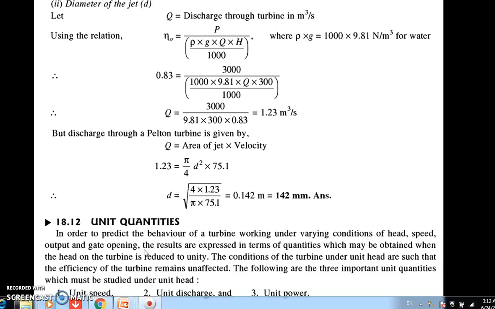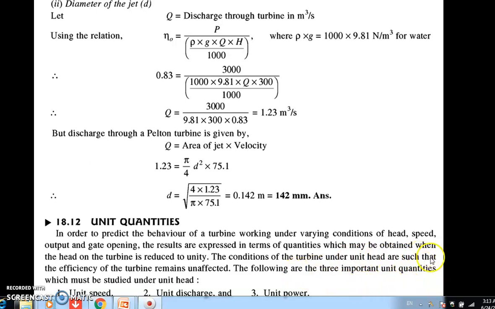Suppose we are taking readings on a unit of Pelton turbine, then these unit quantities will be applicable for that Pelton turbine only, or for that particular turbine only, whatever the specifications of that turbine. So that is the main difference. If you want to compare the results of the same turbine under varying conditions, then you reduce those quantities to a unit quantity, or onto one platform, and compare the results. Then you are describing the behavior of that turbine in terms of unit quantities.